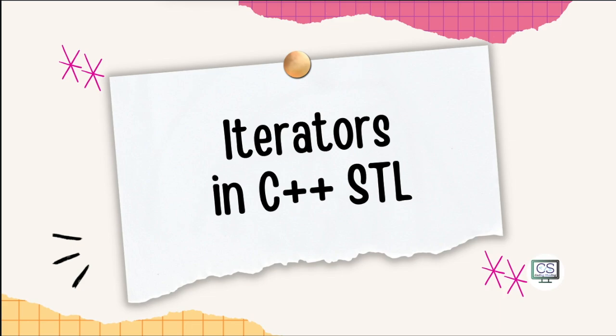In the last video, we learned about powerful STL algorithms like sort, count, and find. But have you ever wondered how these algorithms access the elements inside a vector or list? The answer is iterators, and that's exactly what we'll explore today.